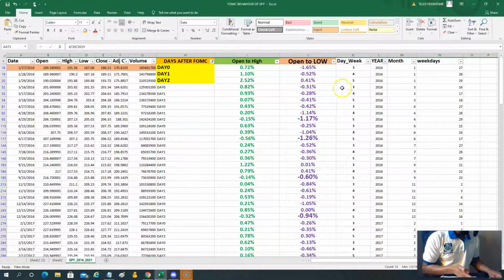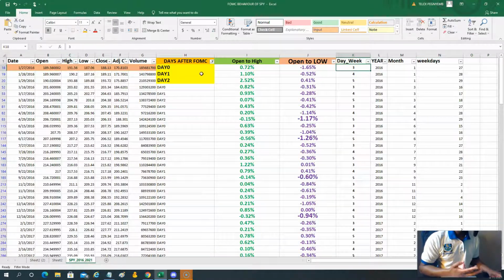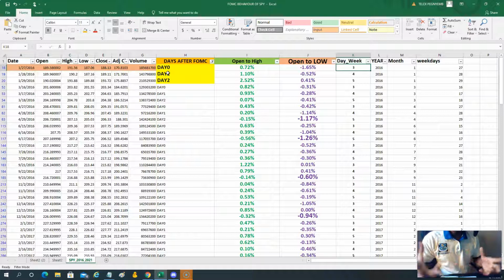So that's always going to be on a Wednesday. So that's what this number is. And then day 1 will be the next day, Thursday. So I've studied the behavior of SPY. Yeah, SPY, because SPY is representative of the whole market with the 11 sectors.